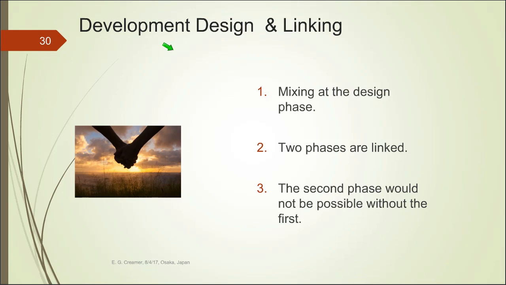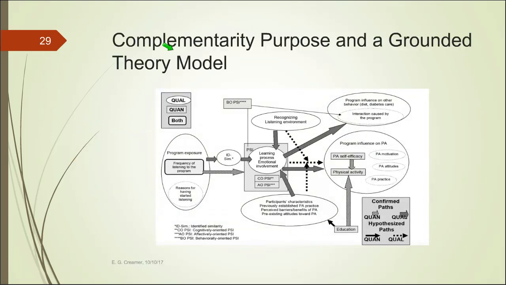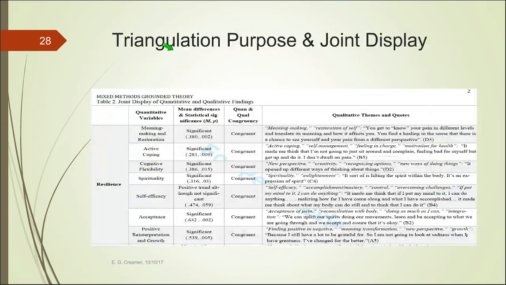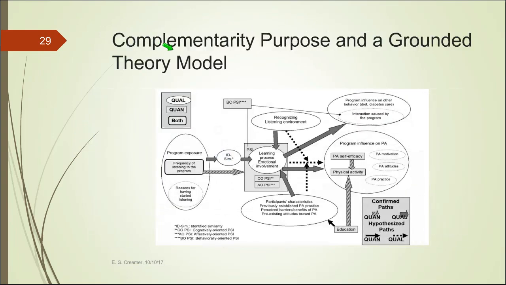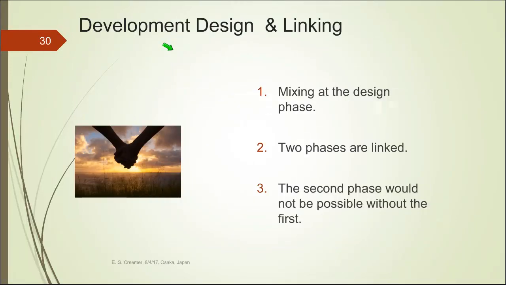So those are three examples of different ways to mix: the joint display, the creation of a final model. This happens to be a theoretical grounded theory model, but it could be a much more narrowly defined model. That's mixing during analysis. And finally, linking through the development design.